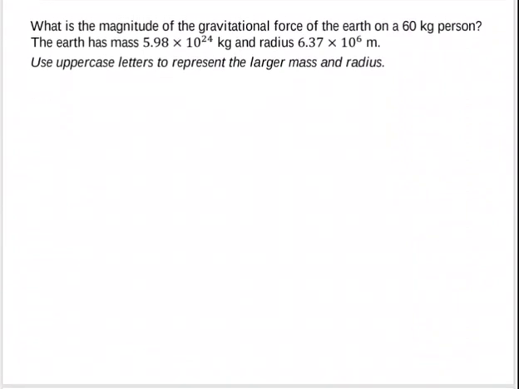All right, so next problem. What is the magnitude of the gravitational force of the Earth on a 60 kilogram person? The Earth has a mass here and a radius here. Remember, we're going to use uppercase letters for the larger mass and radius. What do we do? Okay, that same equation: F equals G times M1 M2. Does it matter which one's which? It does. M1 would be the bigger.